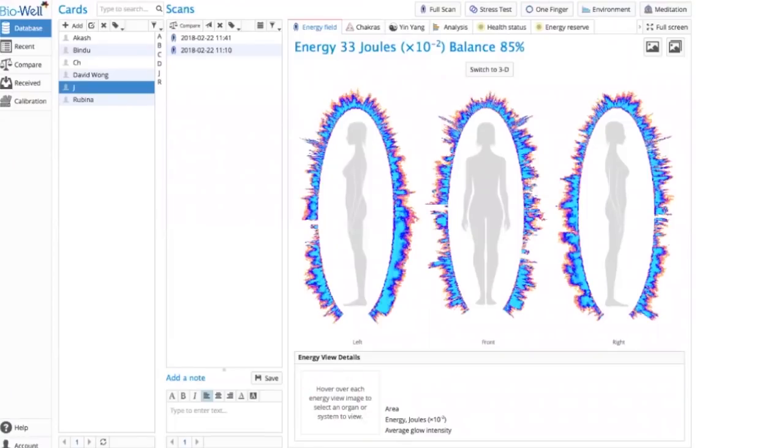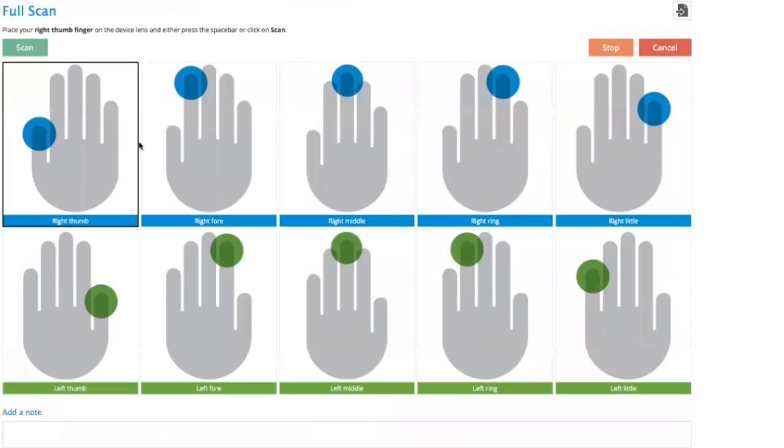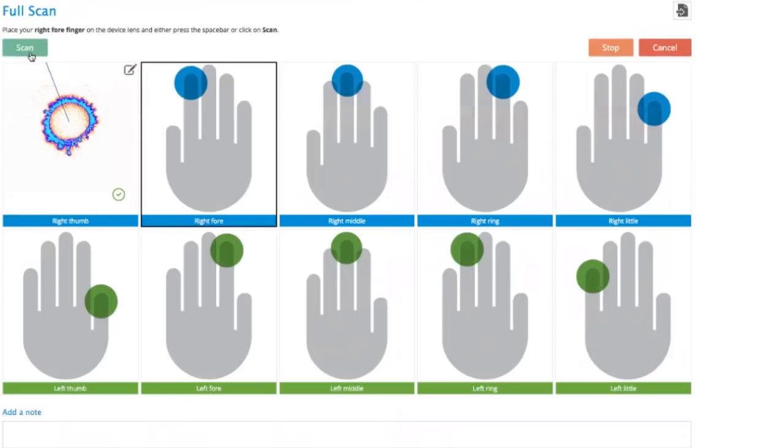Okay, so here's what the software looks like. For example, I'm going to just take a scan. So I do a full scan. And all you do is you start with your right thumb. I'm going to put it in, place the right thumb on the camera lens, and click scan. It's going to take a picture of that. Okay, and then I put in my next finger. It's hard to do it at the same time, holding the camera and pressing it, but here we go.